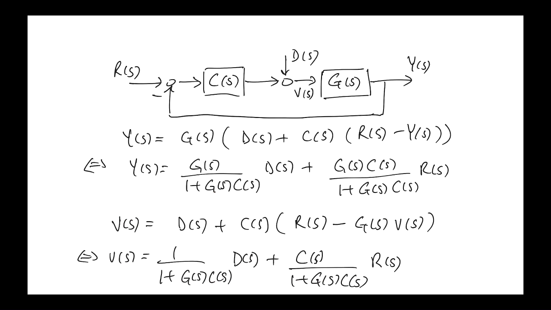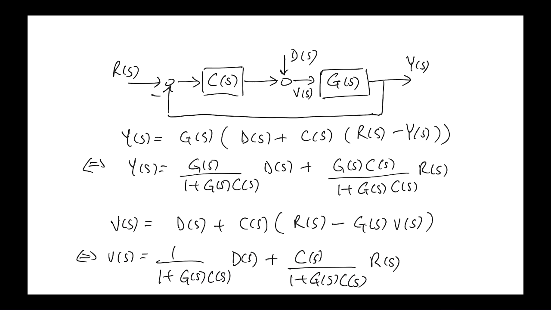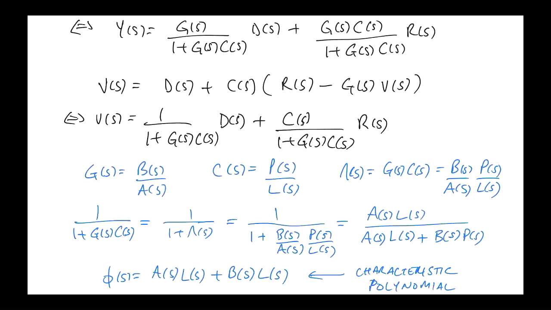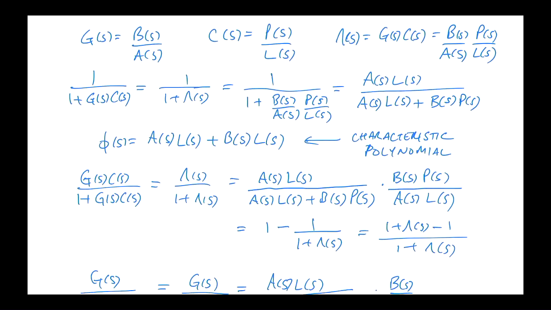In order for the internal signals to be bounded when the inputs are bounded, we need all of these transfer functions to be stable transfer functions. In other words, we need them to have all of their poles strictly in the left half of the complex plane.